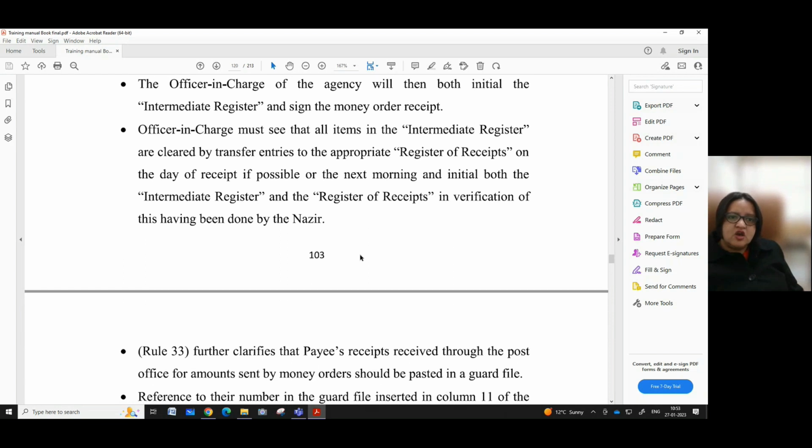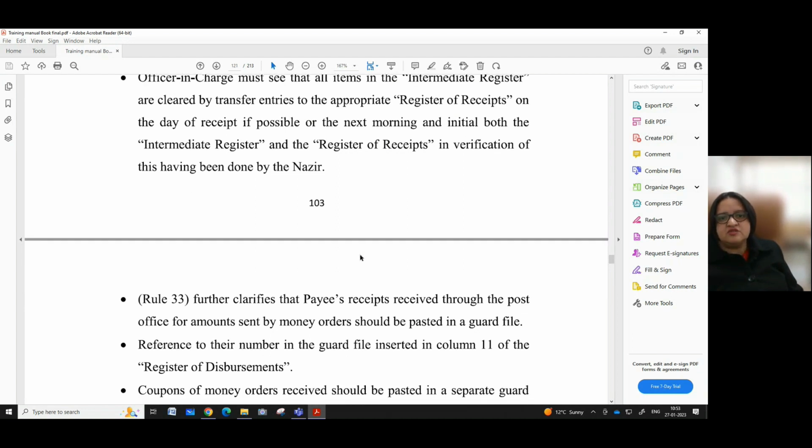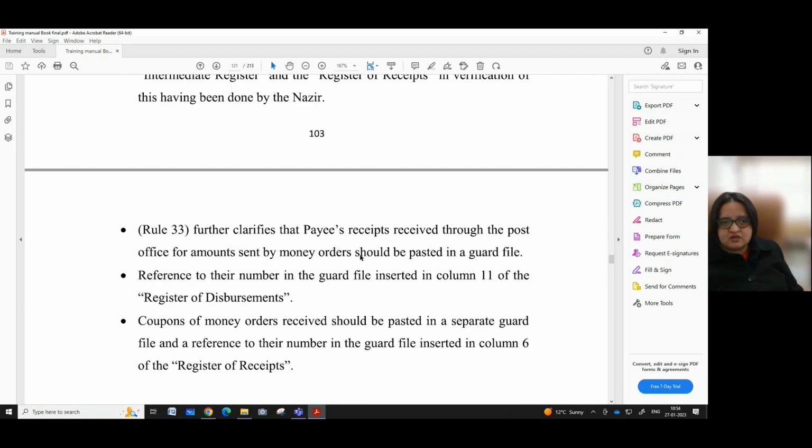Officer in charge must see that all items in the intermediate register are cleared by the transfer entries to the appropriate register of receipts on the day of receipt if possible or the next morning and initial both the intermediate register and the register of receipts in verification of this having been done by the Nazir.